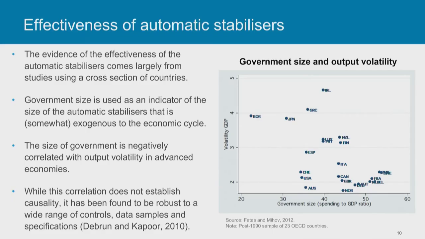The evidence on the effectiveness of the automatic stabilisers comes largely from studies using a cross-section of countries. Government size is used as an indicator of the size of the automatic stabilisers that is somewhat exogenous to the cycle. The size of government is negatively correlated with output volatility in advanced economies. And while this correlation doesn't establish causality, it has been found to be robust to a wide range of controls, data samples and specifications.